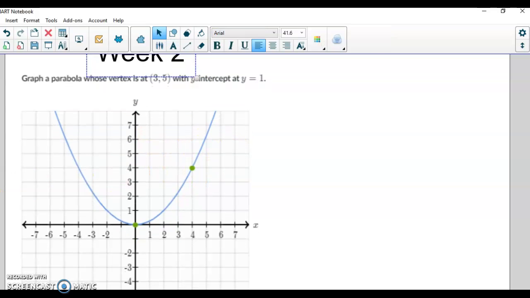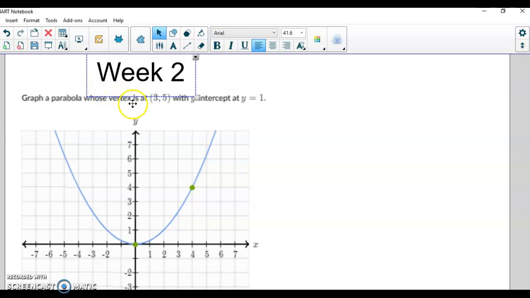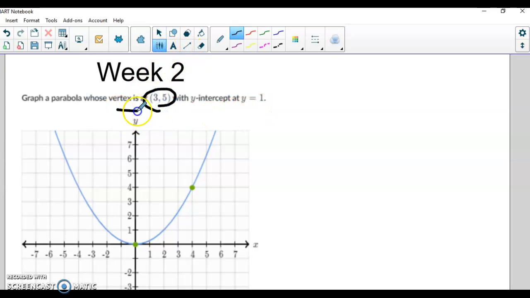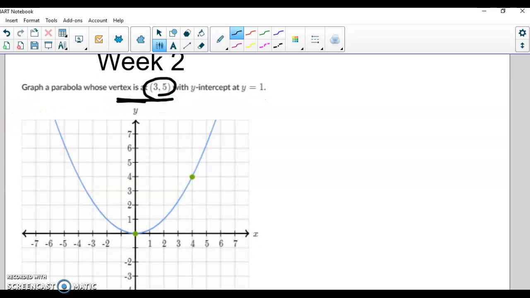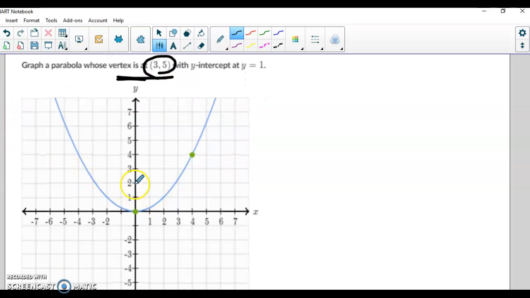This one says graph a parabola whose vertex is at (3, 5) with a y-intercept at y equal to 1. So let's first start off by plotting both these points. The vertex is the highest point or the lowest point. Here it's going to be x is 3 and y is 5. So you just see where those link up.